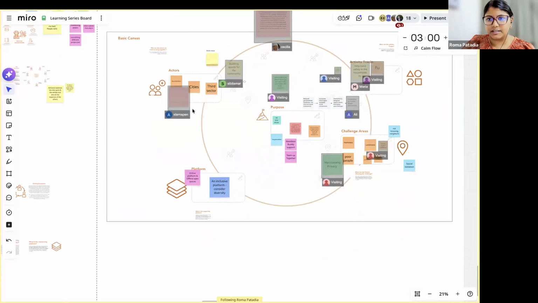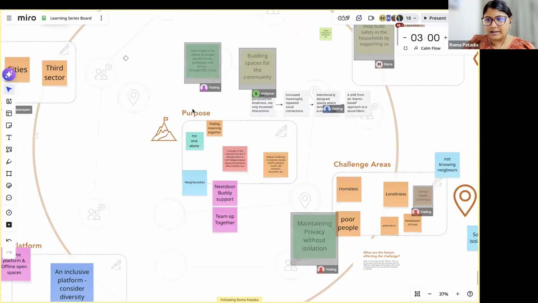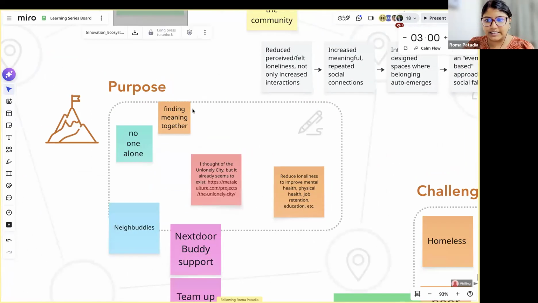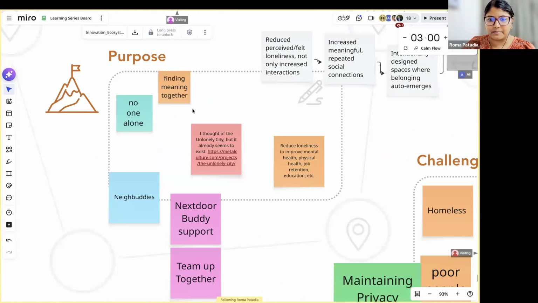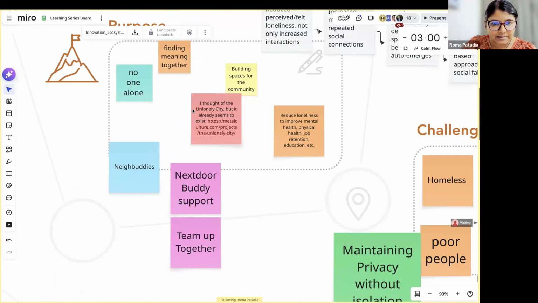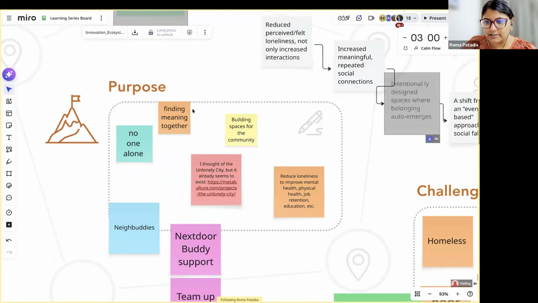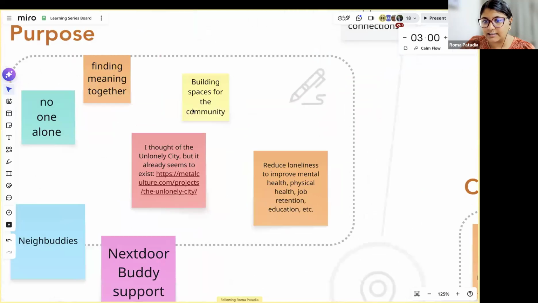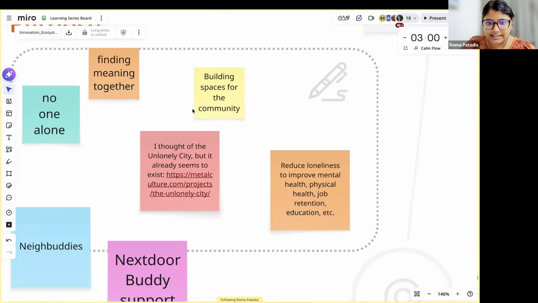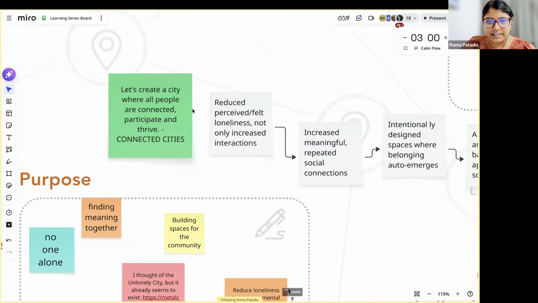All right. So I see that a lot of us have already started filling up other boxes as well. I'll start with reading what's in the purpose box here, and there's some really nice names. Next door buddy support, team up together, no one alone, and then neighbuddies. So the purpose could be finding meaning together, building spaces for the community, reduce loneliness to improve mental health, physical health, job retention, education. And then I thought of the Unlonely City, but it already seems to exist, but it's a great name.